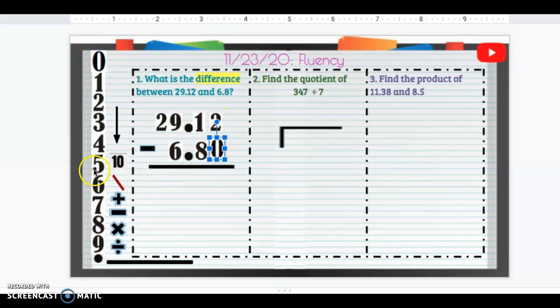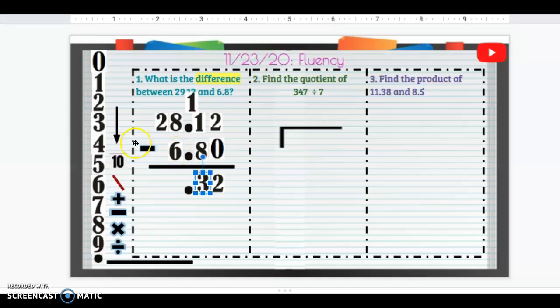I can put a 0 there as a placeholder. So I have 2 minus 0, which is 2. I forgot to drop the decimal point down, so you want to make sure you do that before you start subtracting. So I drop it down. 1 minus 8. If I have $1 and I want to give you $8, I can't. So I have to go next door. So the 9 becomes an 8, and then 1 becomes an 11. So we have 11 minus 8, which is 3.